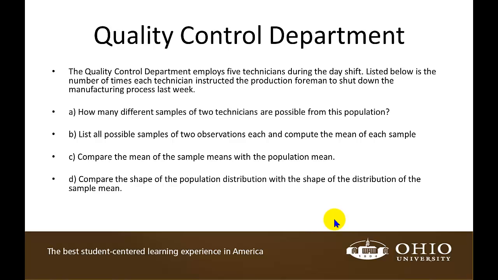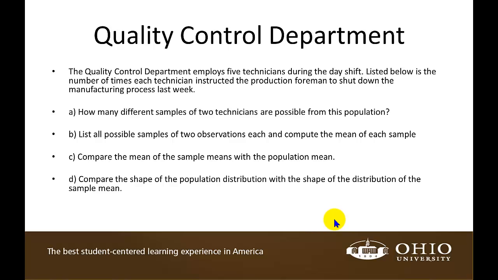We have a quality control department. The quality control department employs 5 technicians during the day shift. Listed below is the number of times each technician instructed the production foreman to shut down the manufacturing process last week. So the table is on the next slide, but these are the questions that we are asked to answer.